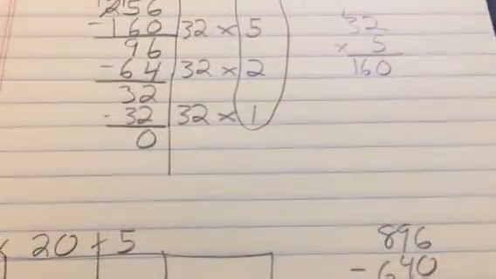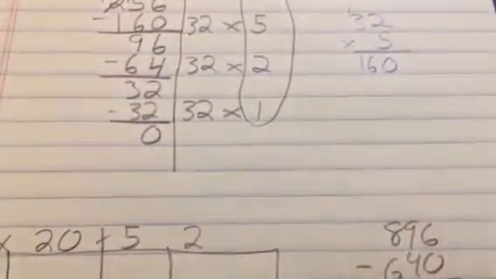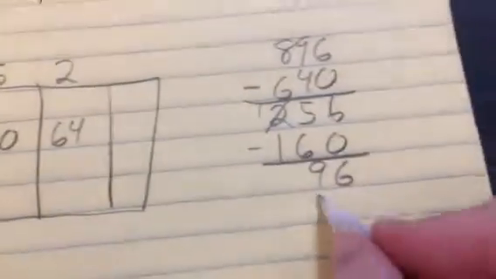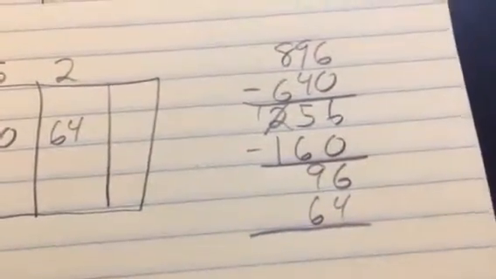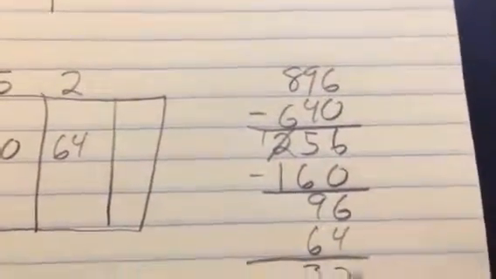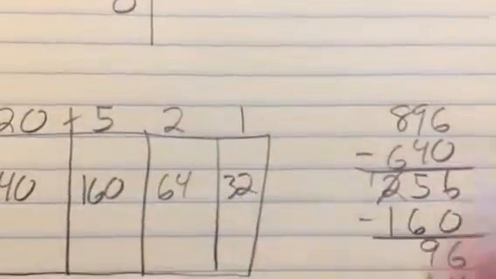Up here what we did was 32 times 2, which got us to 64. Then we subtracted our 64. 6 minus 4 gets us to 2. 9 minus 6 gets us to 3. So we did 32 times 1, which gets us to 32. So we don't have a remainder.